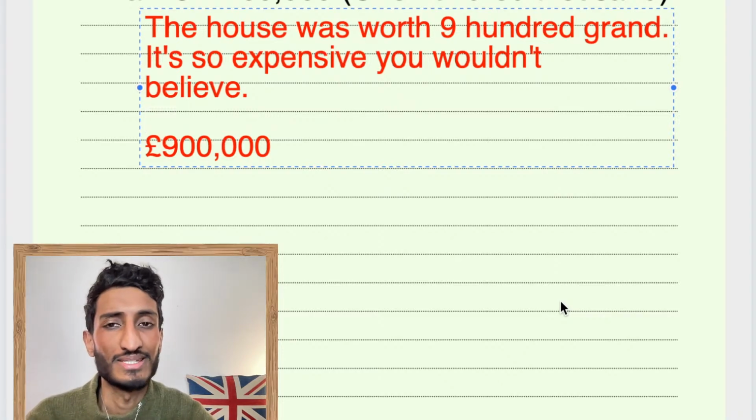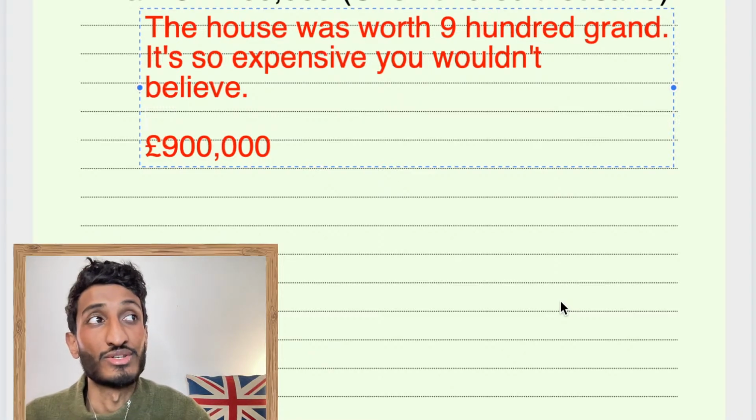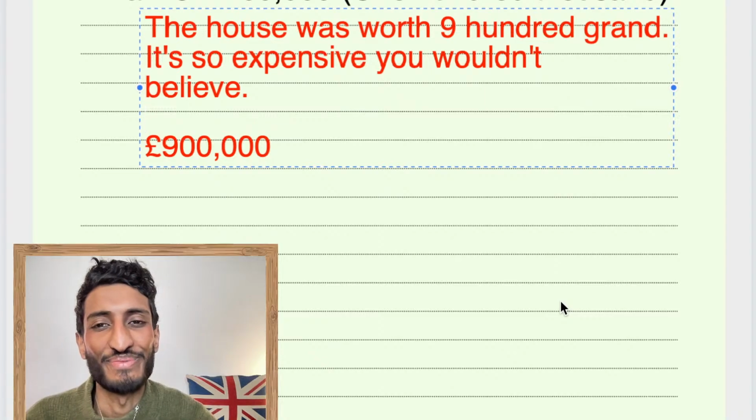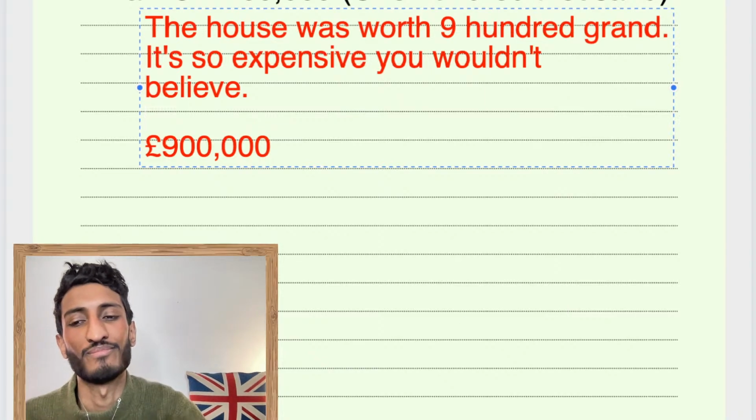Now, if I was to read that in the Indian accent, it would be, the house is worth 900 lakh. Sorry, 9 lakh. It is so expensive, you wouldn't believe. The house was worth 9 lakh. It is so expensive, you wouldn't believe. So expensive, you wouldn't believe. The house was worth 900 grand. It's so expensive, you wouldn't believe. Try to practice that.